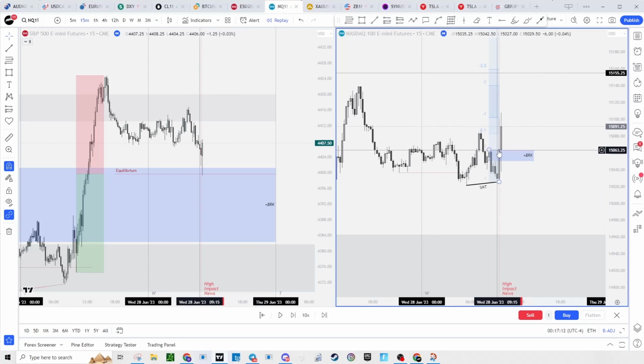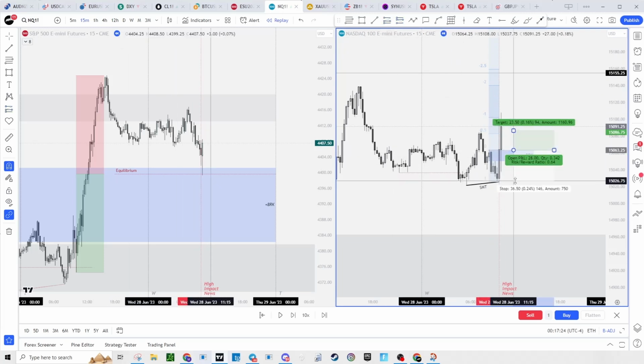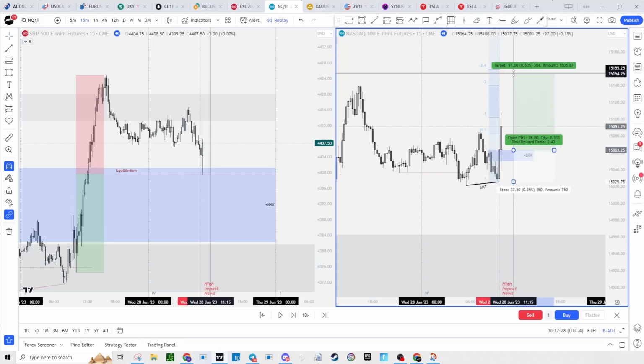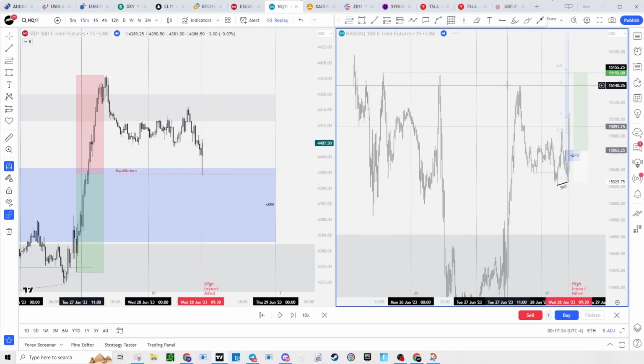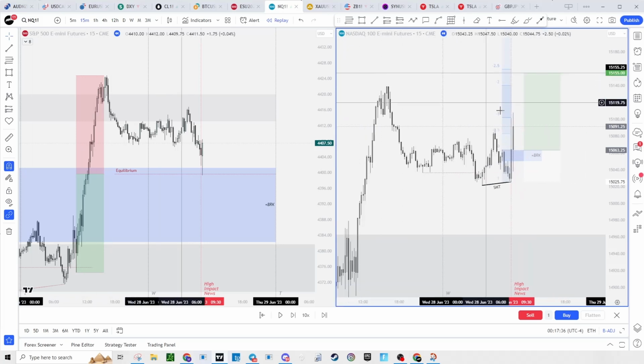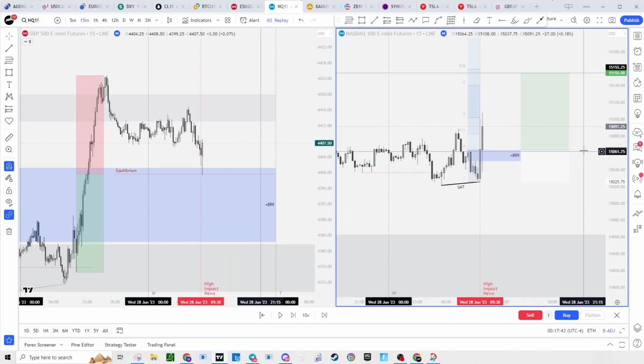After price confirmed our 15-minute bullish breaker block, my entry was sitting right at the high of the 15-minute bullish breaker, and my stop loss is sitting right below here at this swing low, with our take profit sitting right in between 2 standard deviations and 2.5 standard deviation projection, lying at the relative equal highs that I labeled before. The risk to reward on this trade was also a 2.45 RR.